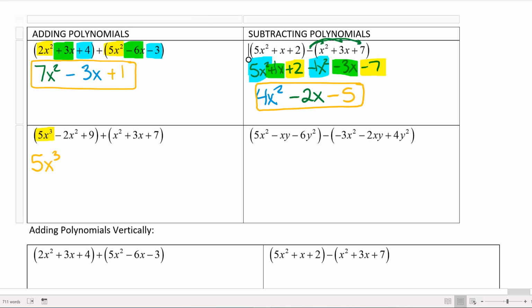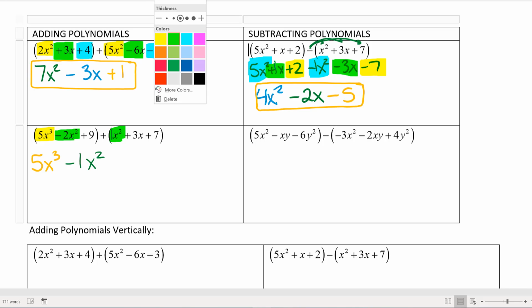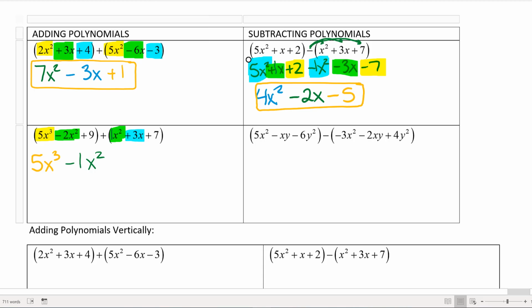The next set of like terms I'm looking for are squares. Negative 2x squared and positive 1x squared. There is an invisible 1 in front of that, so negative 2 plus 1 is negative 1x squared. And then I'm looking for more like terms. I have 3x over here, but there's nothing else that has an x only. So that's it for that problem. So I'm going to just add 3x.